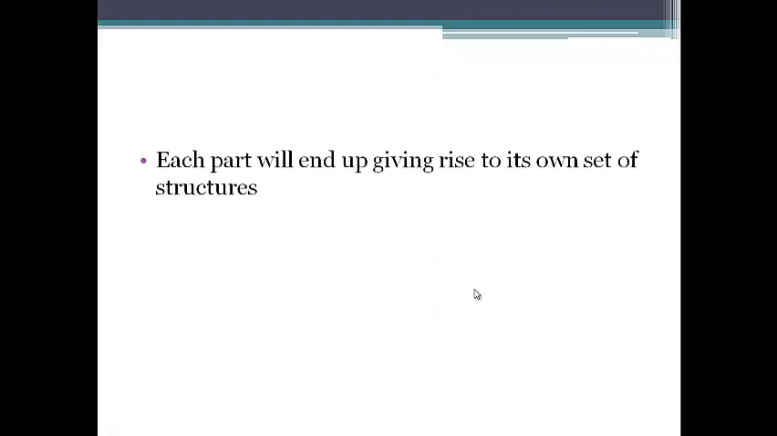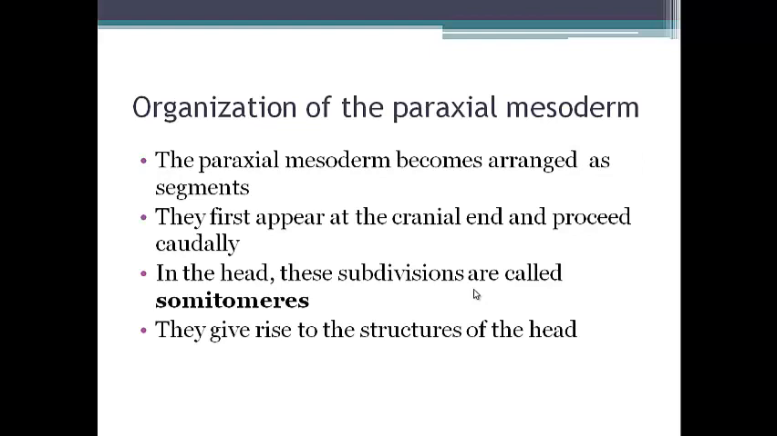So each part of the mesoderm will end up becoming its own set of structures. Let's look at how these different parts will continue their development. With the paraxial mesoderm, what happens is that it becomes arranged as segments.